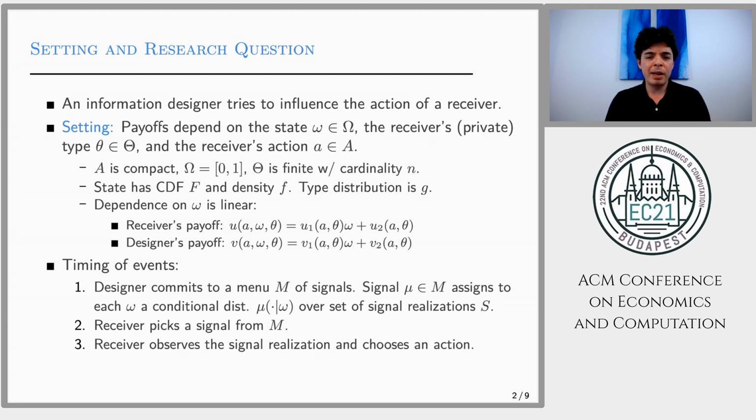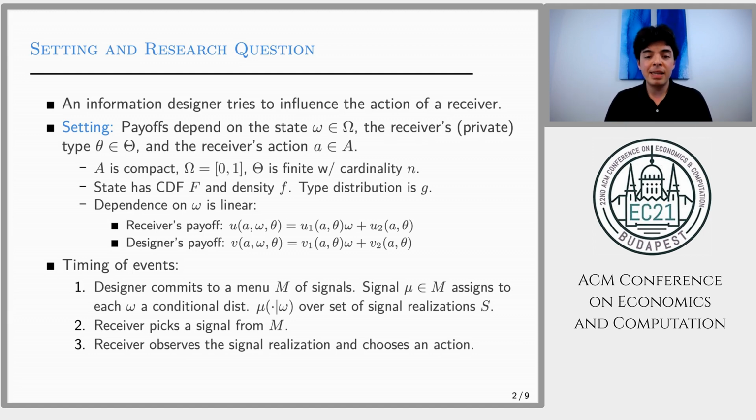Here these distributions play an important role because after observing the signal realization, the receiver is going to update her posterior belief about the state, and these belief updates heavily depend on the distributions from which the signals are drawn. Another important point is that the designer, when she chooses her menu, does not know or observe the state. She knows only the state distribution and the type distribution.